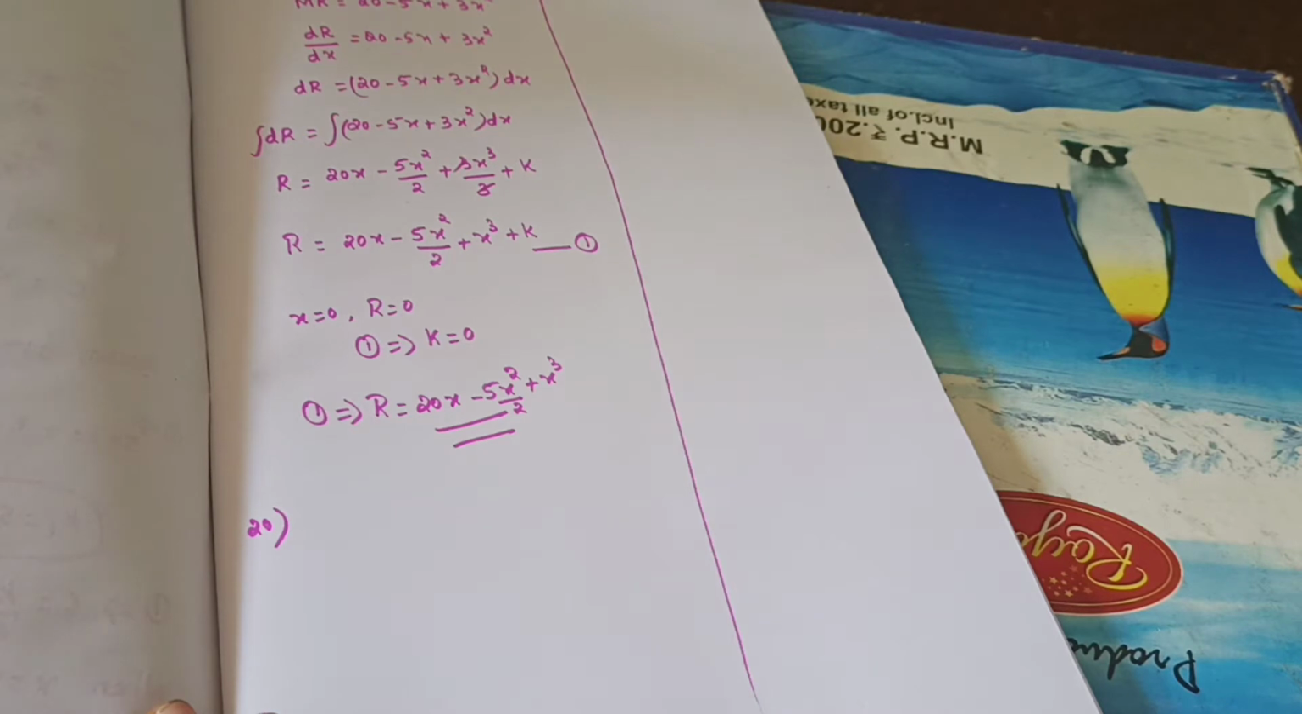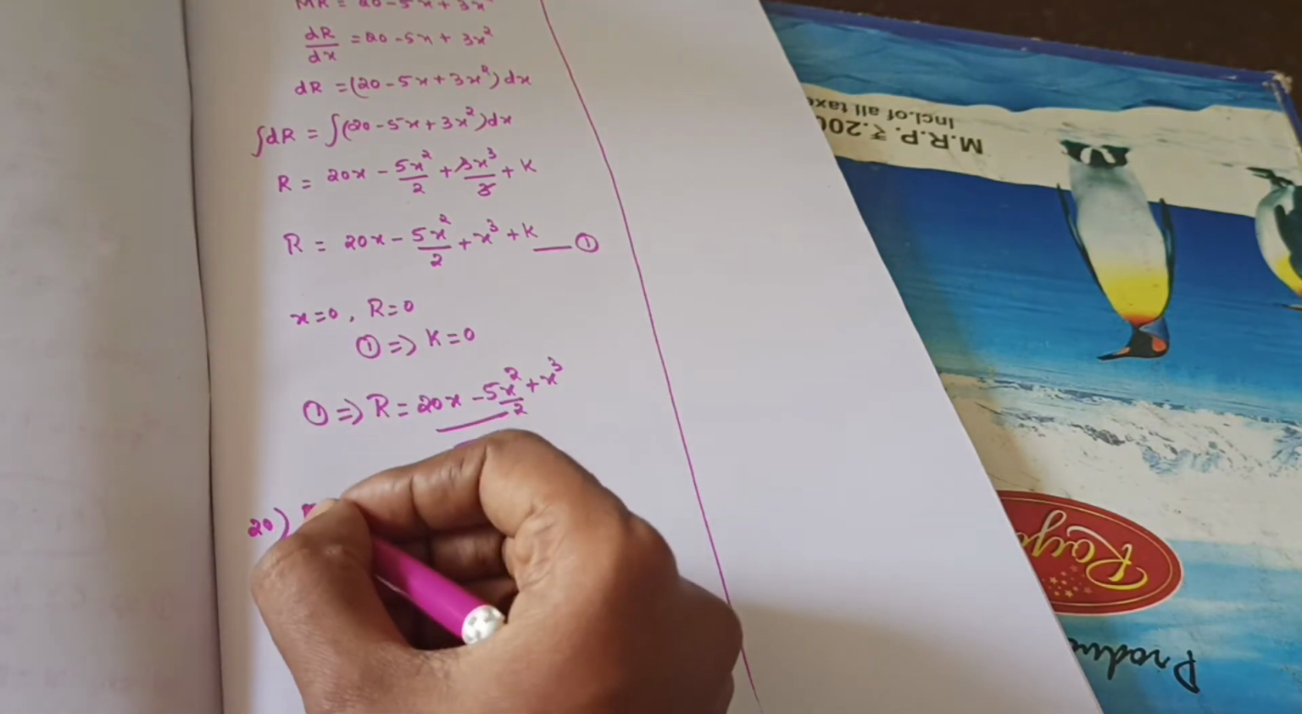So revenue function means R, and demand function means P. This is all the things you need to learn first. So P is equal to R by X. We need to find the demand function. From the given data we can find dr, then integrate, and you will get the R value. Afterwards, use the formula P is equal to R by X.